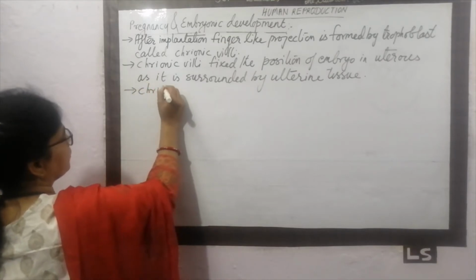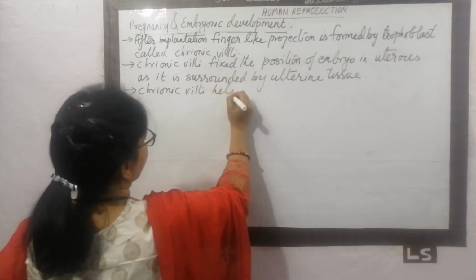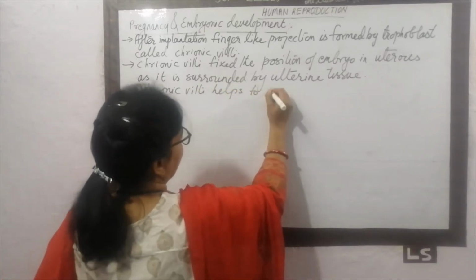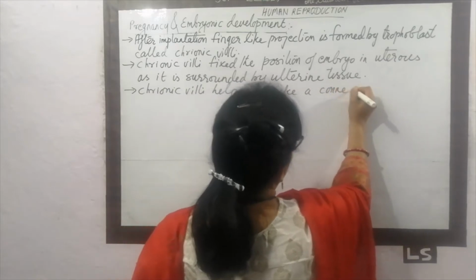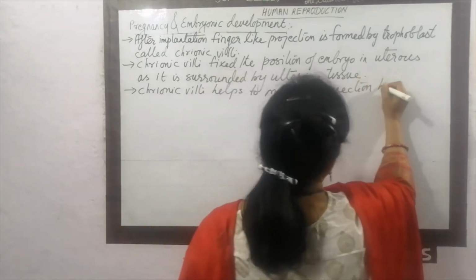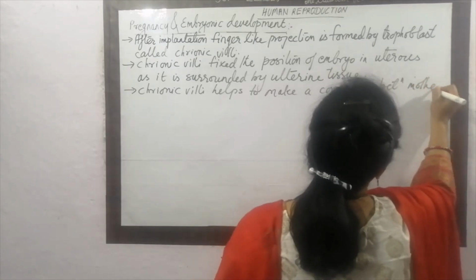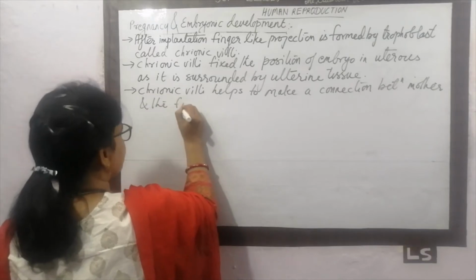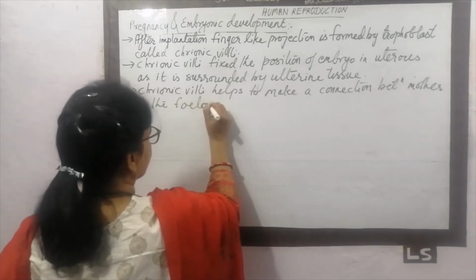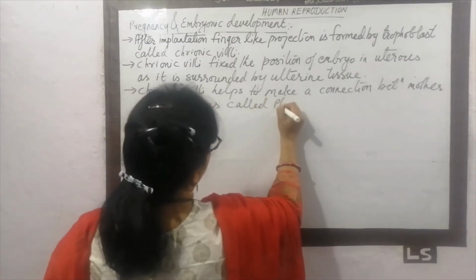Chorionic villi help to make a connection between mother and the fetus, called placenta.